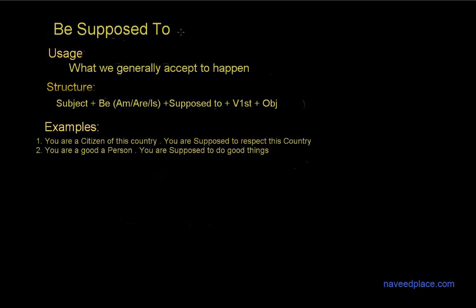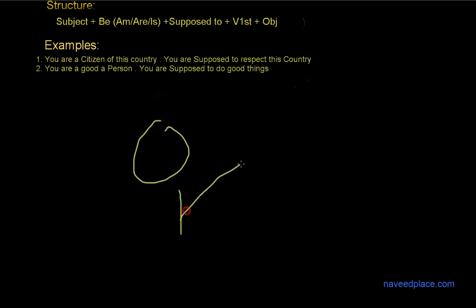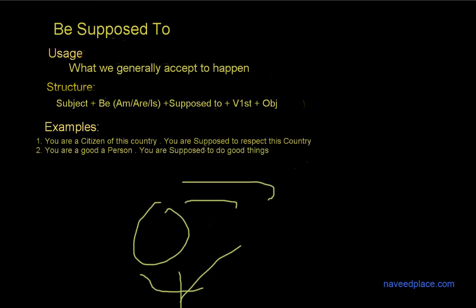So what is "be supposed to"? For example, if there is a policeman, what will I expect from him? Definitely I will expect from him that he will not take bribes. Getting me? So this is expectation. In order to show the expectation, what will I use? I use "be supposed to". So what is the usage of "be supposed to"? What we generally expect to happen.